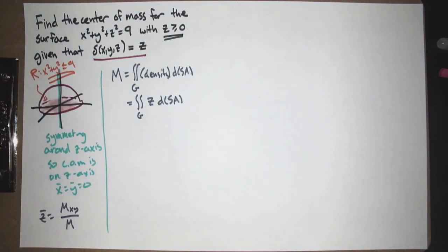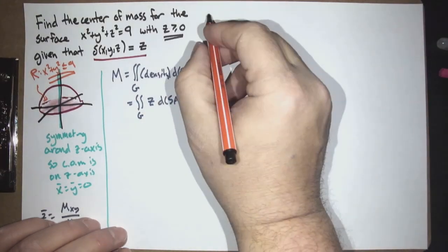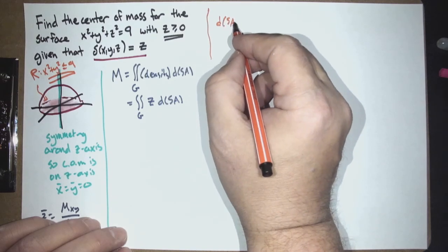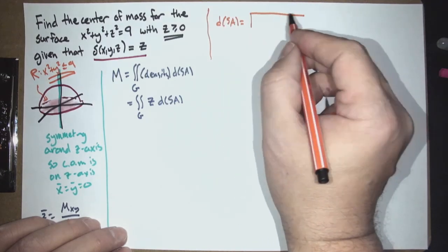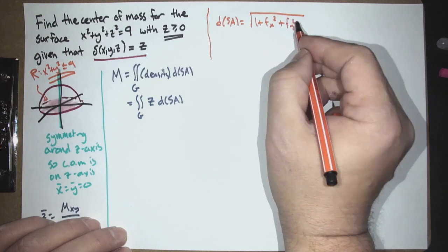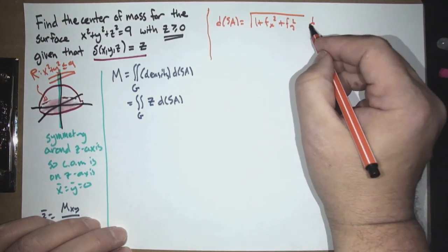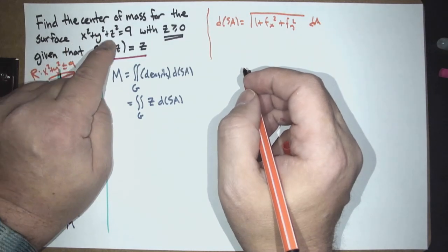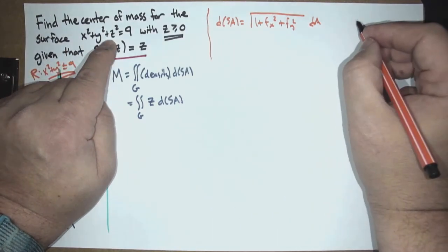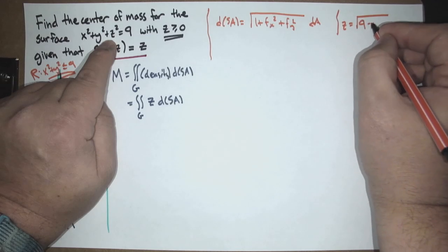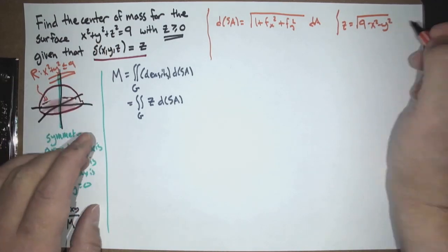We're going to have to spend some time doing our dSA, but not too much time because we did a little bit of this in our practice problem. So dSA is the square root of 1 plus f sub x squared plus f sub y squared dA. Well, we have to solve for z, where z is the square root of 9 minus x squared minus y squared.